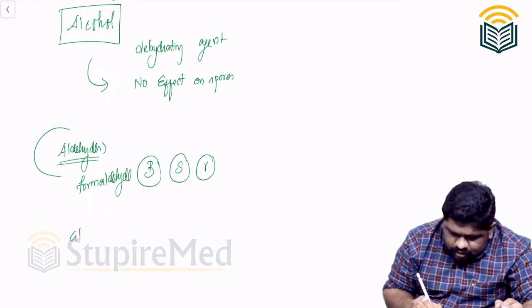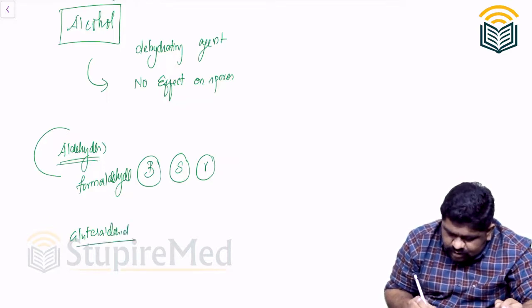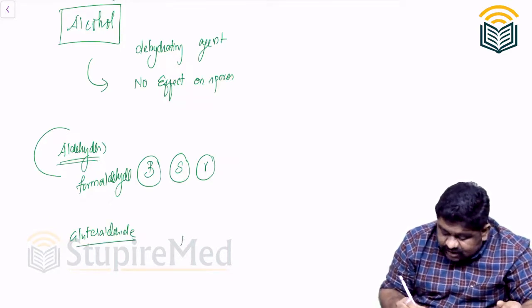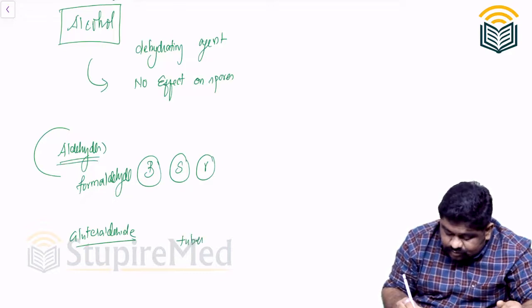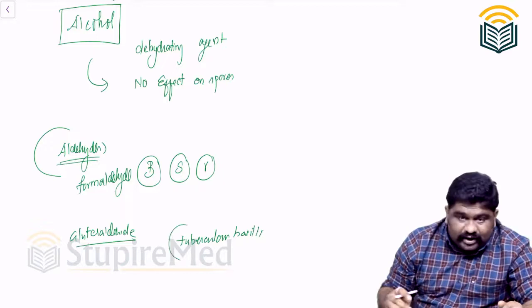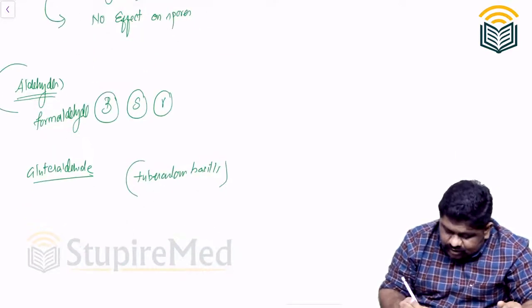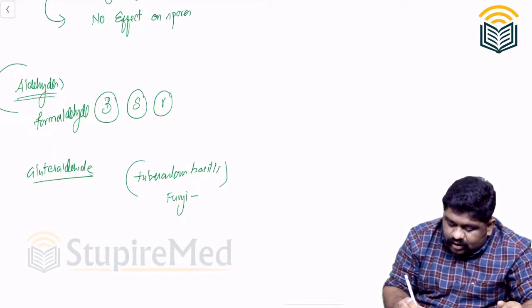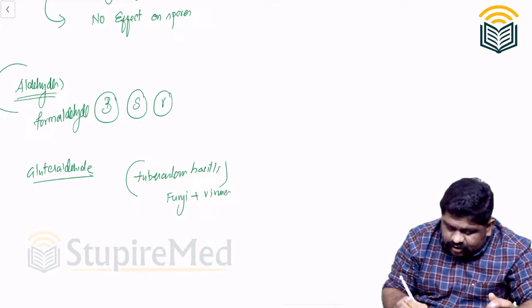If you try to draw glutaraldehyde, then this can be effective against tuberculous bacilli. Obviously, it will do what formaldehyde also can do: tuberculous bacilli, fungi, and viruses. They can be taken into consideration.